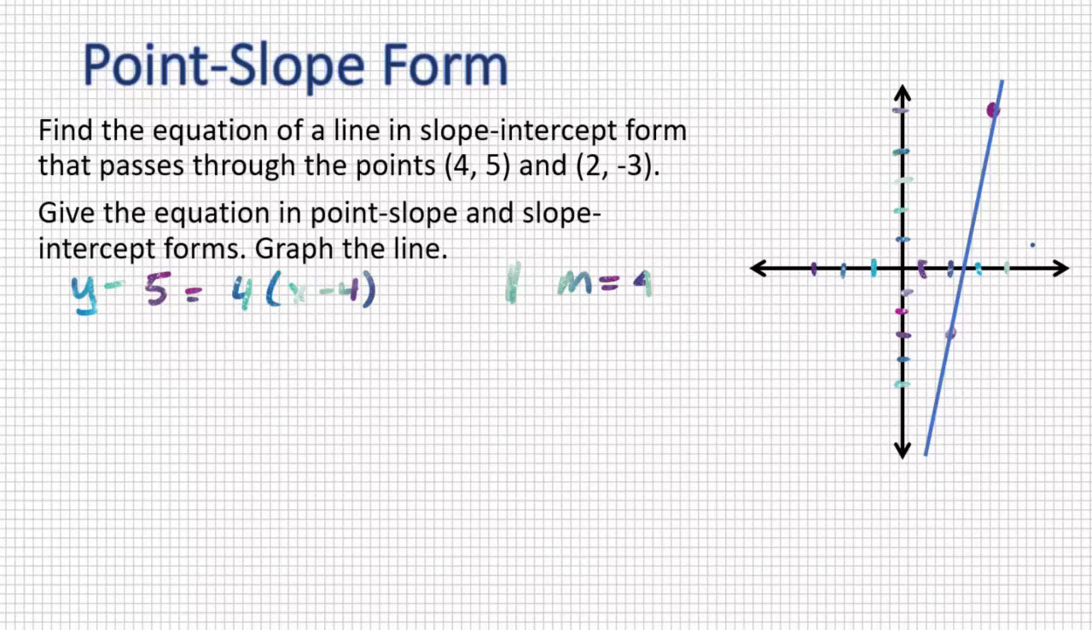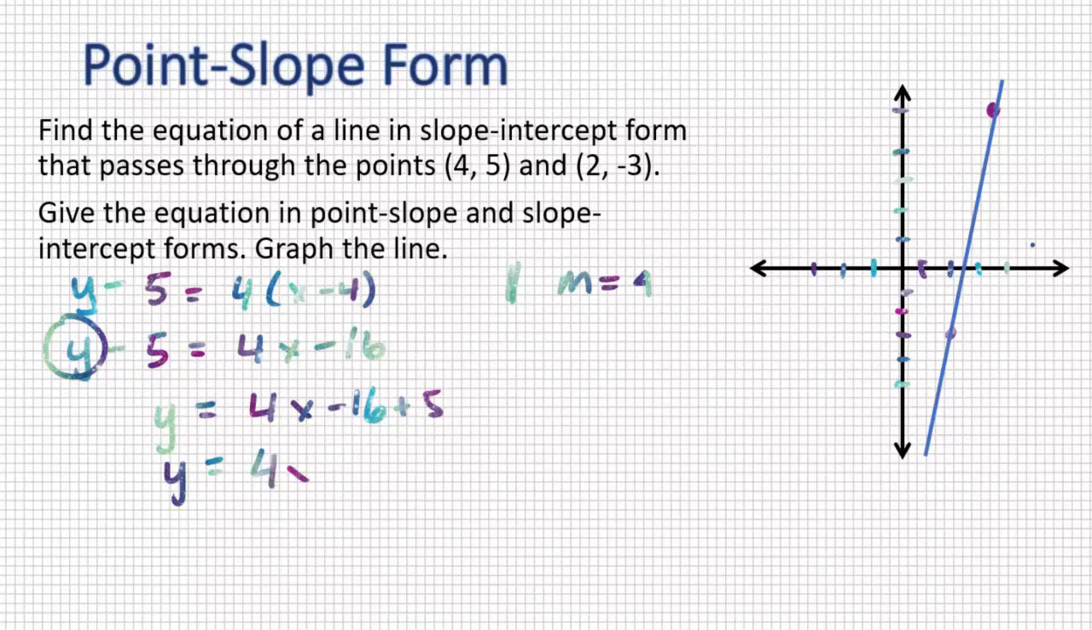In other words, take the point slope form and rewrite it so that it's in the form y equals mx plus b. We'll start by using the distributive property to undo the grouping. So y minus 5 is equal to 4x minus 16. I want to isolate y, have it on its own on the left-hand side. So I'll move the negative 5 over to the right-hand side by adding 5 to both sides. That gives me y is equal to 4x minus 16 plus 5. And finally, we find that y is equal to 4x minus 11.